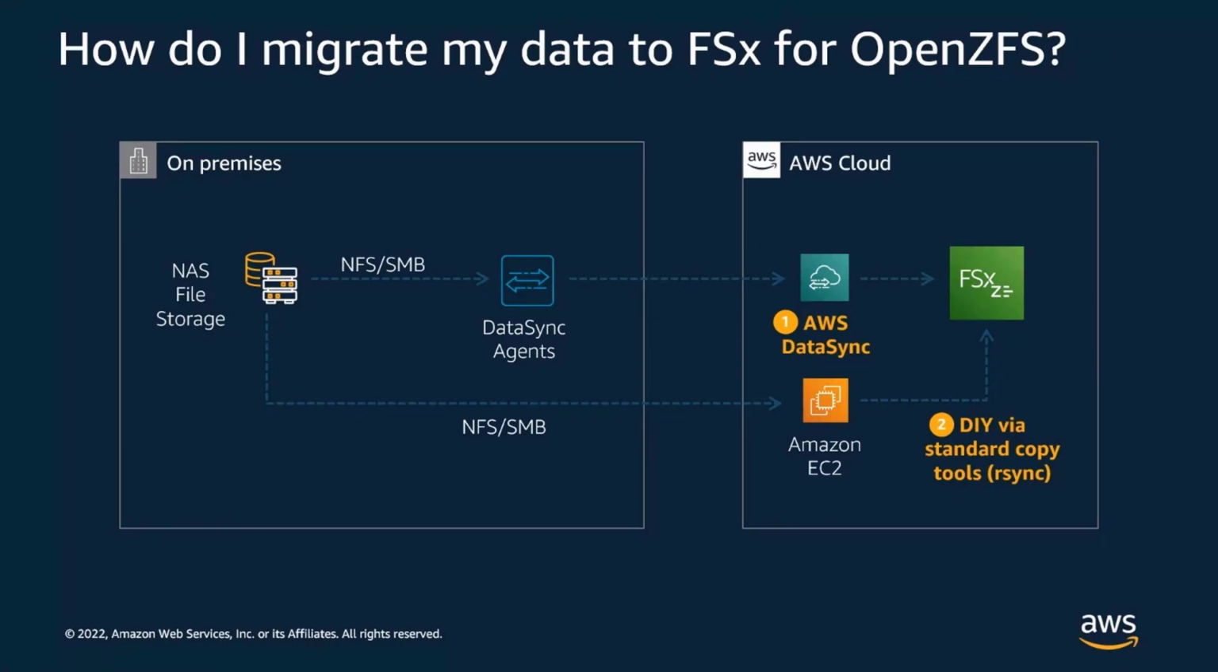And the second option is a do-it-yourself option. You can also copy your data from your on-premises file storage by mounting your on-premises storage and your FSx for OpenZFS file system onto a common EC2 client, and then use standard copy tools like rsync to copy large quantities of data between the source and the destination. We recommend that most customers use AWS DataSync to benefit from the fully managed service and to really deliver the highest levels of speed and convenience for their data transfer.